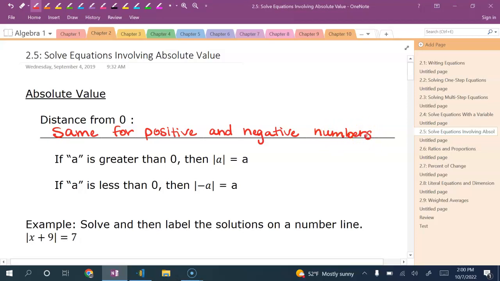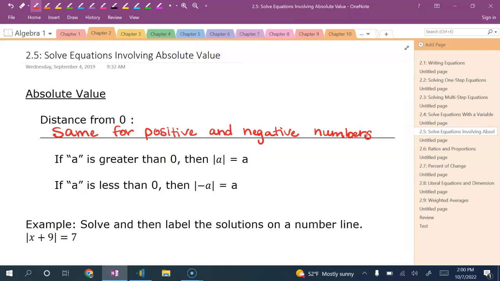So if a number is greater than 0, like 5 or 10, that's going to be a specific distance away from 0. But if you went the other direction and you went to -5 or -10, you're still going the same distance away from 0. Distance is never going to be a negative number.